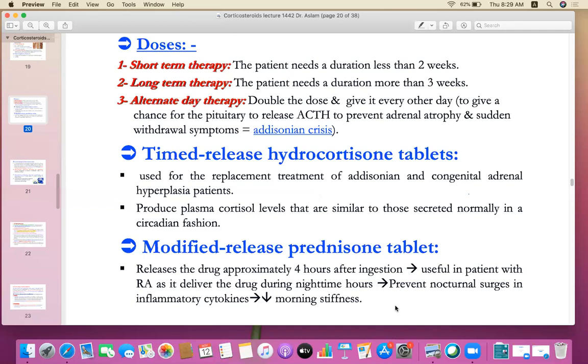Second, we have the modified release prednisone tablet. It releases the drug approximately 4 hours after ingestion. Modified release, as the name indicates, and it releases the drug approximately 4 hours after ingestion. It is generally in the coating. This tablet is coated this way. Coating means cover. The tablet is covered this way.